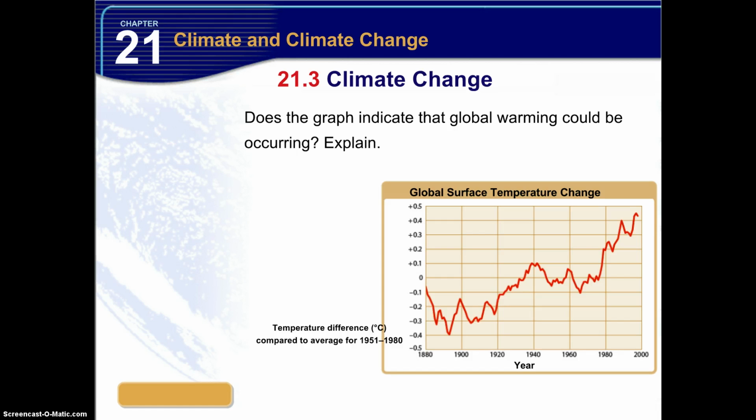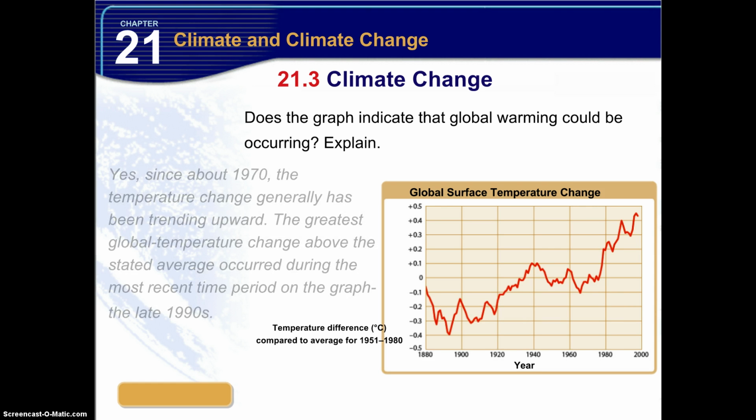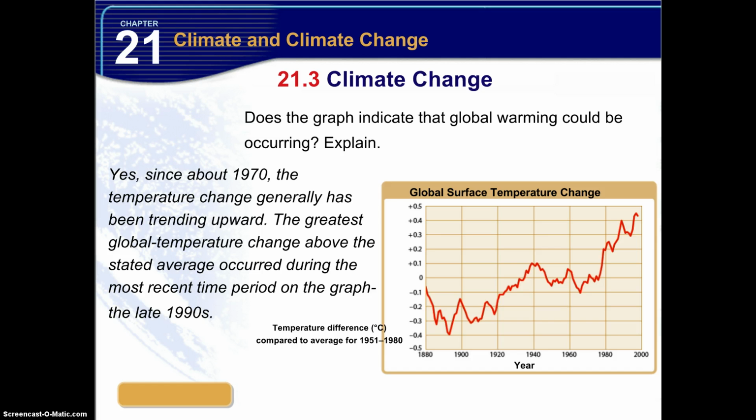This is a global surface temperature change graph showing the average from 1951 to 1980, with the years on the bottom. So watch how that trend has changed over time. Yes, since about 1970, the temperature change generally has been trending upward. The greatest change is in the late 90s. So we see this sharp change right here recently, where it becomes very steep. We do have a couple here too before 1980.